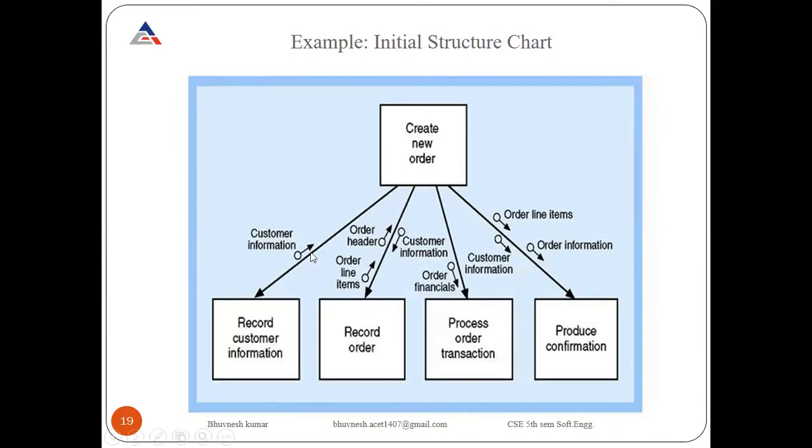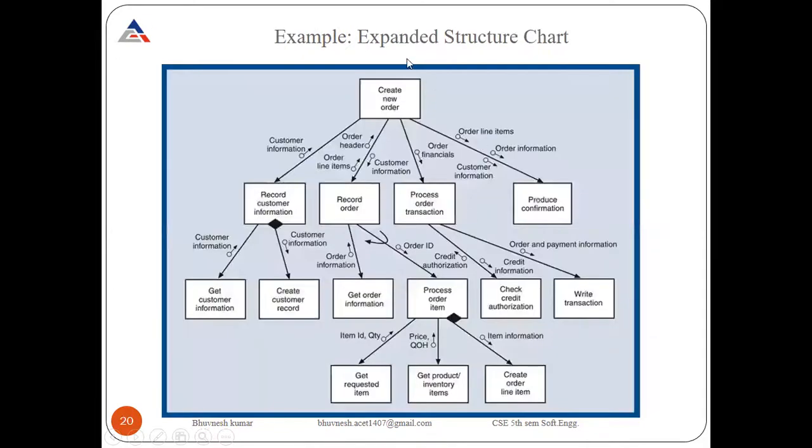And these are your data flows. We have to label each and every module and its data flow in our structure chart. This is the initial structure chart. After that, there is also a detailed structure chart. The initial structure chart creates a new order for online food ordering. The new order is created, and after that the flow of data is from new order to record information, record order, and process order. Next is the expanded structure chart.